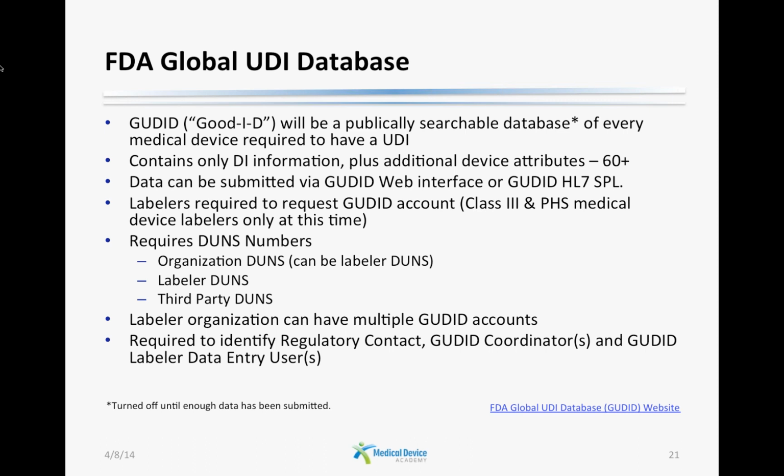structured input via a web interface, or the Health Level 7 Structured Product Labeling, or HL7 SPL process. The HL7 SPL process is an XML format and uses the FDA Electronic Submission Gateway as the pathway to upload data into the GUDID.